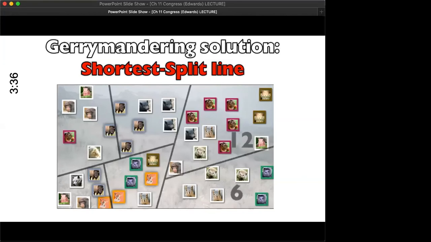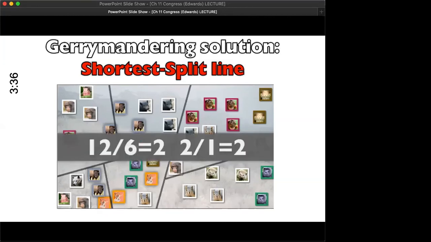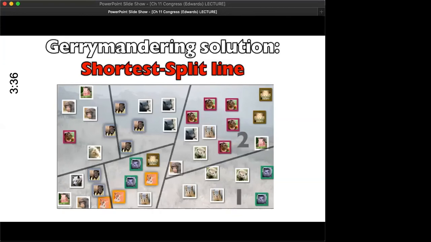There are 12 voters in the top, 6 voters in the bottom. 12 divided by 6 gives us 2. 2 divided by 1 gives us 2. So we know we've drawn that line in the correct spot. And again, that ratio tells us how many districts we actually want to draw among these remaining areas. So that bottom one is 1. We're done there, right? That has 6 voters. There's nothing more to do with that bottom district.